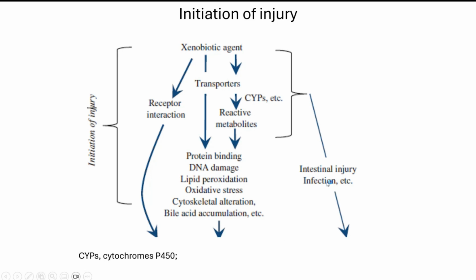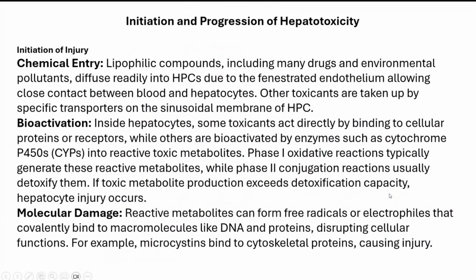Initiation can also come through intestinal injury and infection. It can also come from receptor interaction. So let's see what happens next. Initiation and progression after entry. So chemical entry: lipophilic compounds, including many drugs and environmental pollutants, diffuse readily into hepatocytes due to the fenestrated endothelium, allowing close contact between blood and hepatocytes.